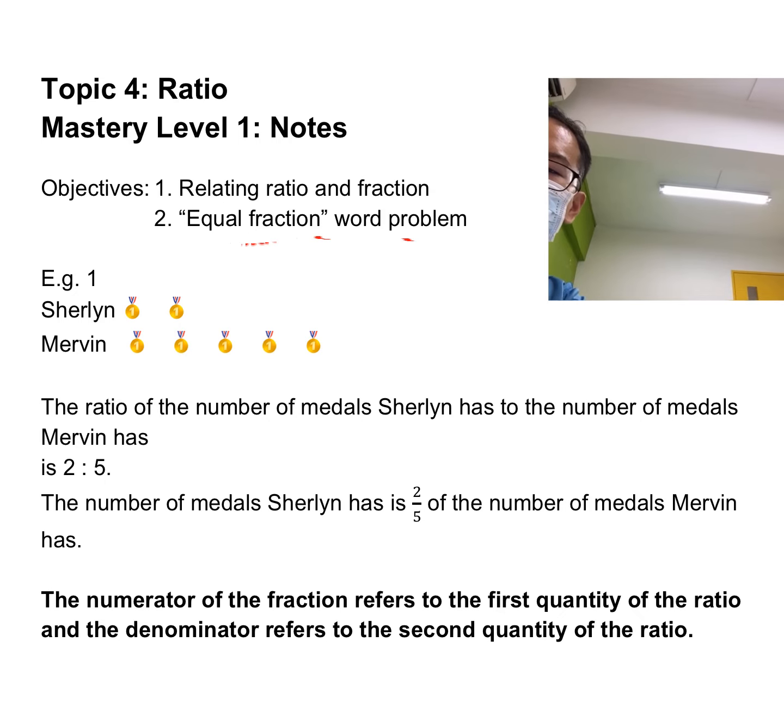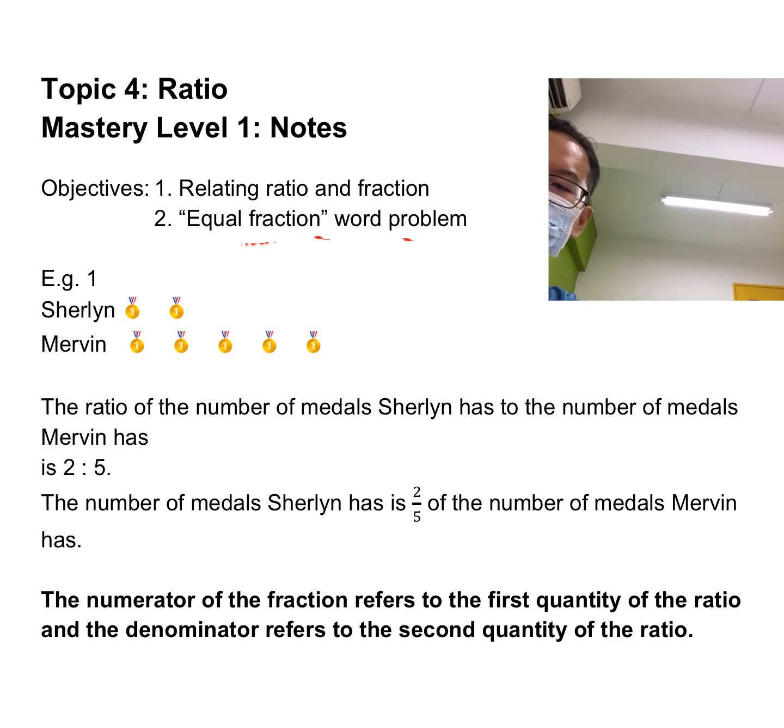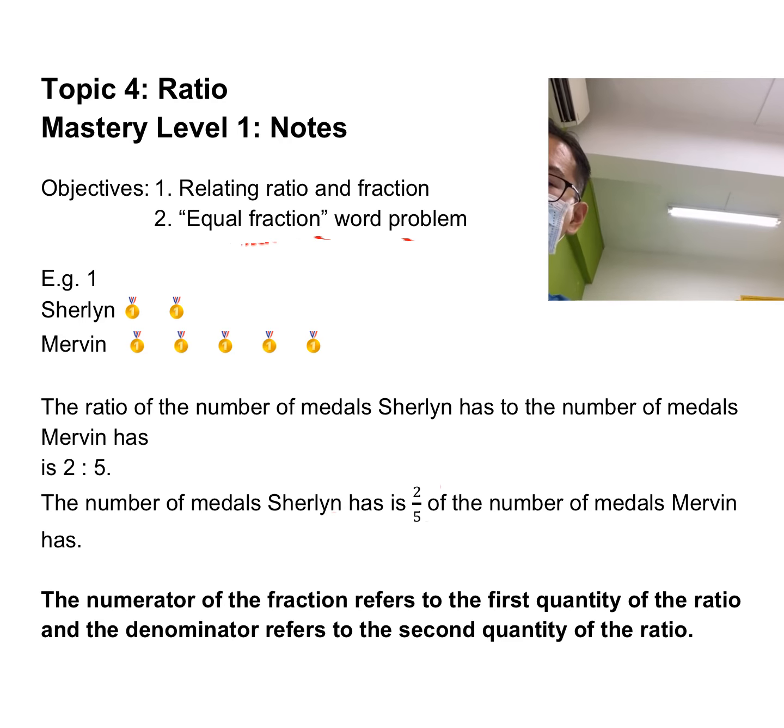So example 1, can you see that Shirley has 2 metres, Melvin has 1, 2, 3, 4, 5. So Shirley to Melvin is 2 to 5. In fraction, we put it as the number of metres Shirley has is 2 out of 5 of the number of metres Melvin has. So the numerator we put the first quantity, the second quantity in the denominator, referring to Melvin. Okay, let's move on.